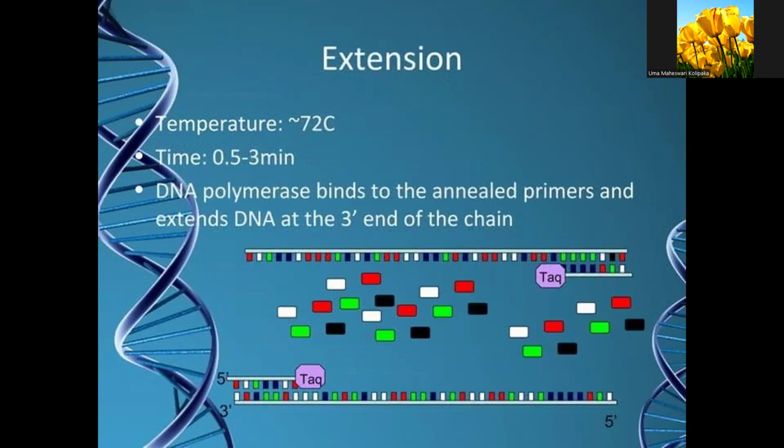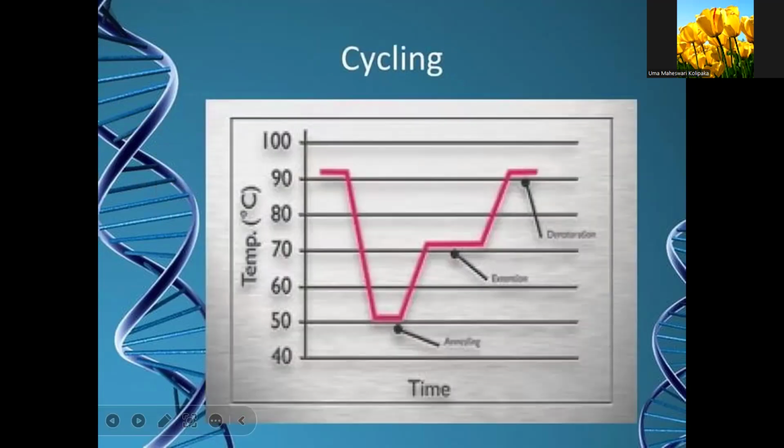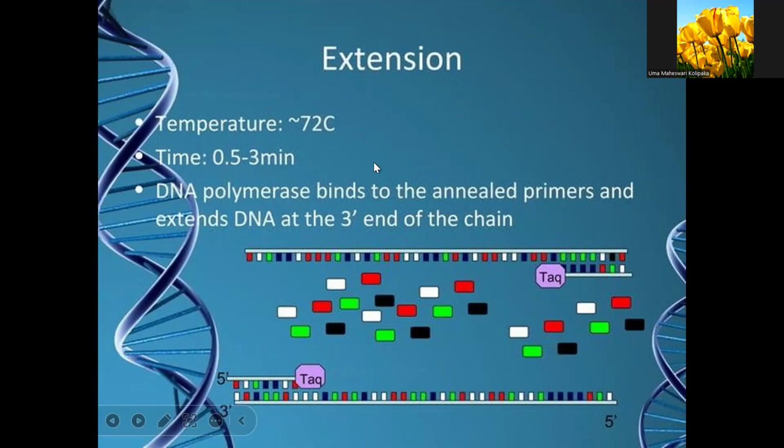Next, coming to the extension. Extension is also happening at the temperature of 72 degrees Celsius. Already primer existed in the annealing step. To this primer sequence, we are taking the different types of nucleotides and Taq polymerase enzyme.